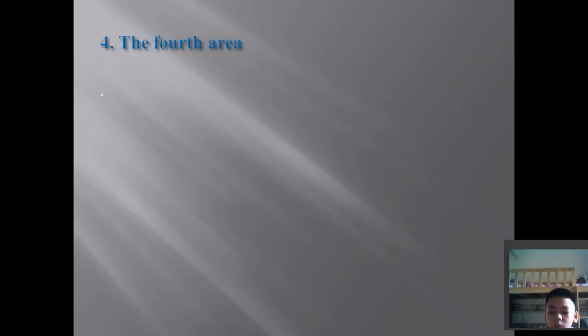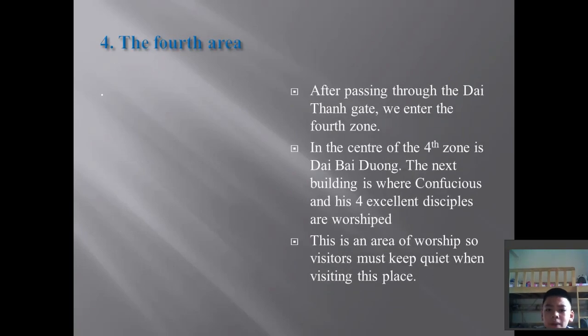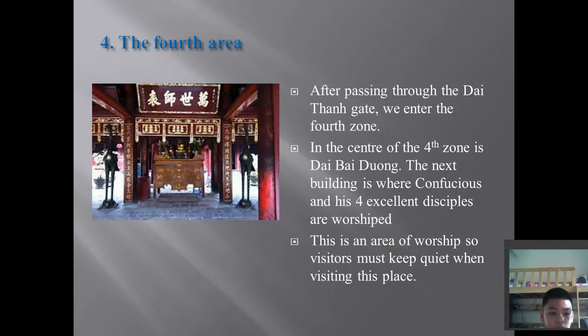Let's go to the fourth area. After passing through Đại Thành Gate, we enter the fourth zone. In the center of the fourth zone is Đại Thành Hall, the building where Confucius and his four excellent disciples are worshipped. This is an area of worship, so visitors must keep quiet when visiting this place. This is Đại Thành Hall.